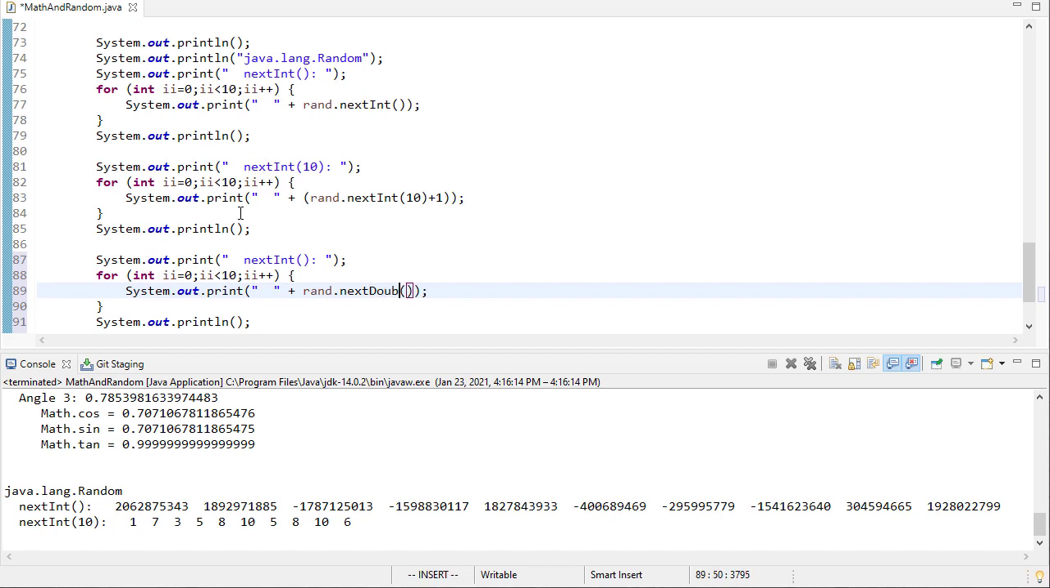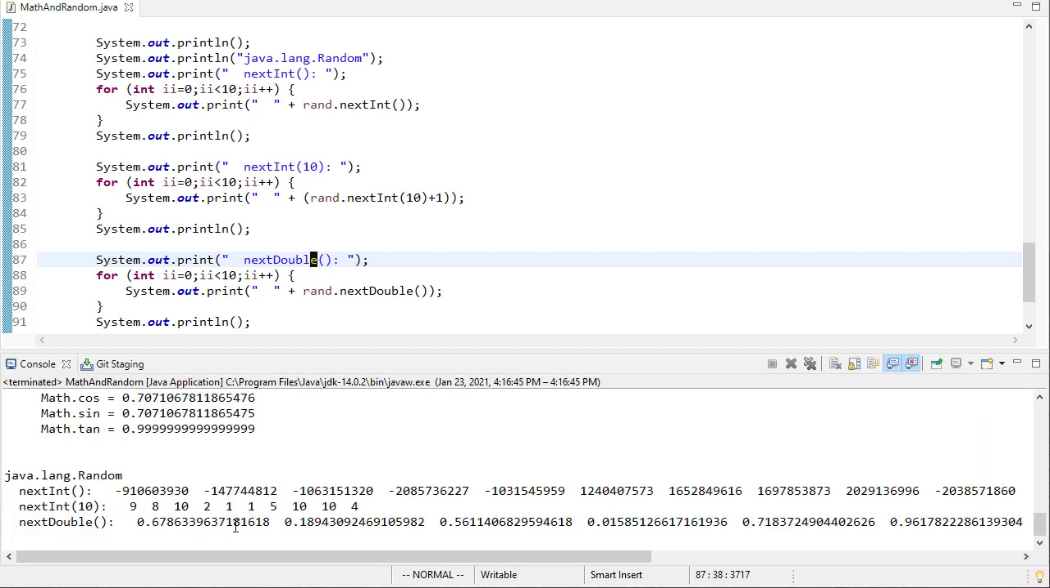Instead of integers, I can get doubles. And nextDouble will return a random value between 0 and 1. And so you can see those here. And of course, they're doubles, so they have a lot of decimal points on them.